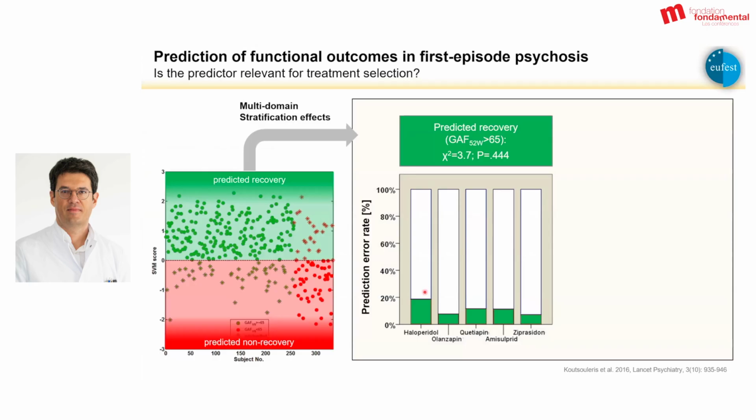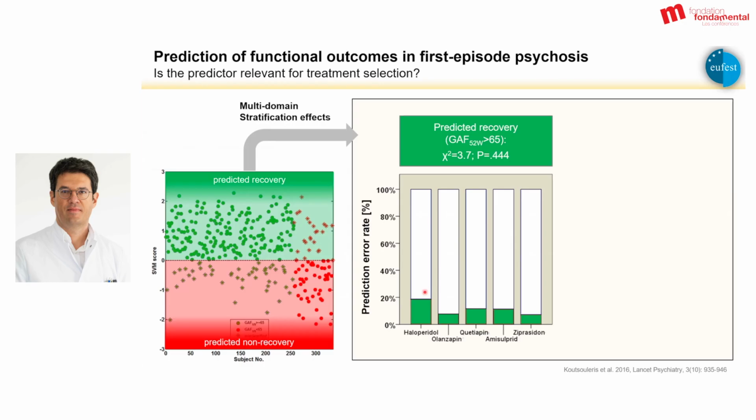What I think, however, from this study was the most important and interesting finding is shown here on this slide. So we looked now into the specifics of the antipsychotics given to different patient groups. And we investigated the error rate of the algorithm according to the medication given during this year. And we did this separately for the patients with a predicted good outcome versus the patients with a predicted poor outcome.